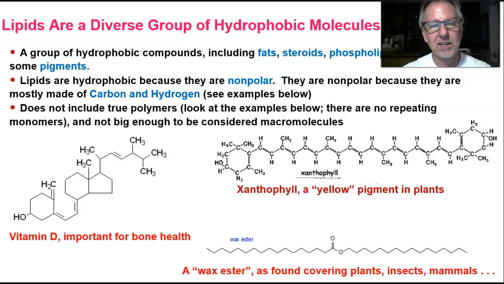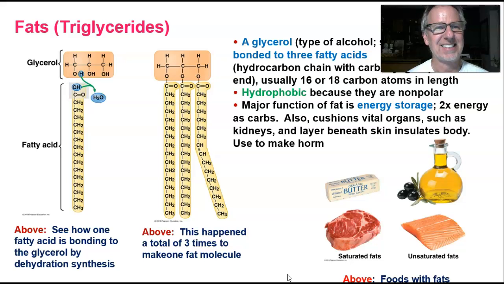Let's take a closer look at some of these different kinds. We're going to begin with fats, and fats are called triglycerides. Tri because they have 3 fatty acids, and those 3 fatty acids are bonded to a little molecule called a glycerol. It's a type of alcohol. So that is the definition of a fat: a glycerol bonded to 3 fatty acids.